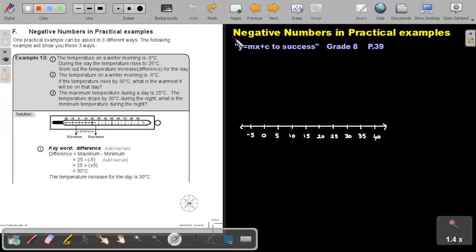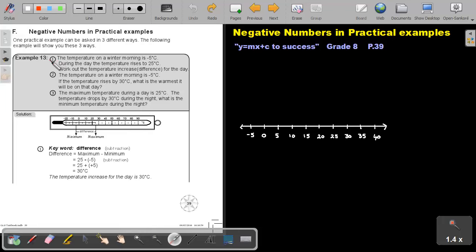Part 13, Negative Numbers in Practical Examples. You will find this on page 39 in the Namibian Mathematics Grade 8 textbook, Y equals mx plus c to success. Now, one practical example can be asked in 3 different ways. The following example will show you these 3 ways.